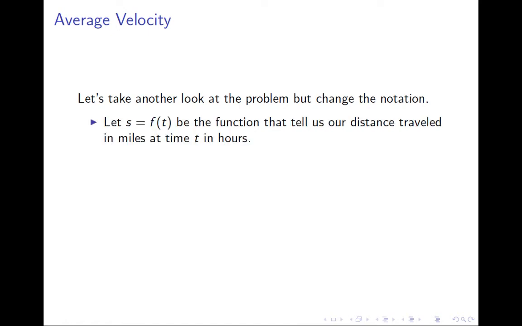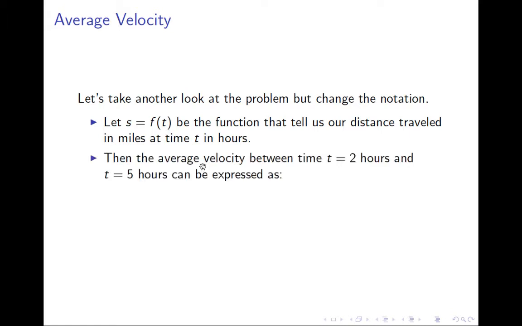Let's give a name to the function that tells us our distance traveled in miles after t hours into the trip. So we're going to call that function f. So f of t gives back s, which is the distance that we traveled at time t. The average velocity between the time 2 hours and 5 hours into the trip can be expressed as the following: (f of 5 minus f of 2) over (5 minus 2).